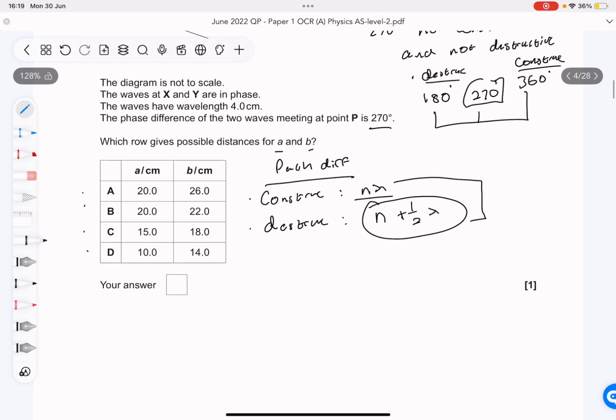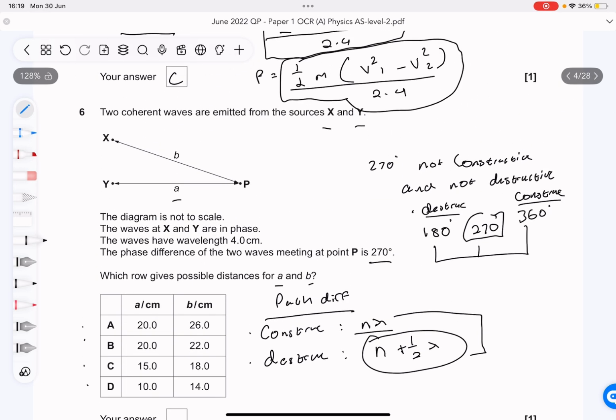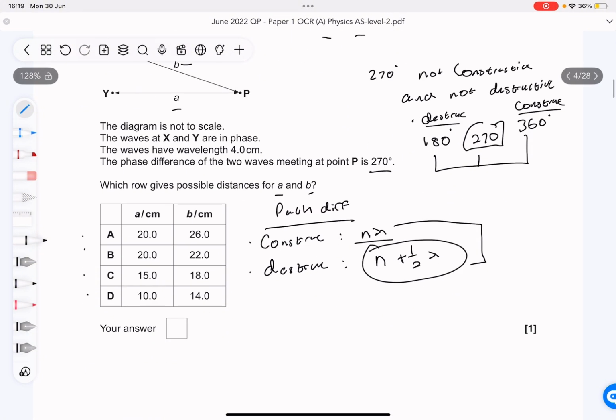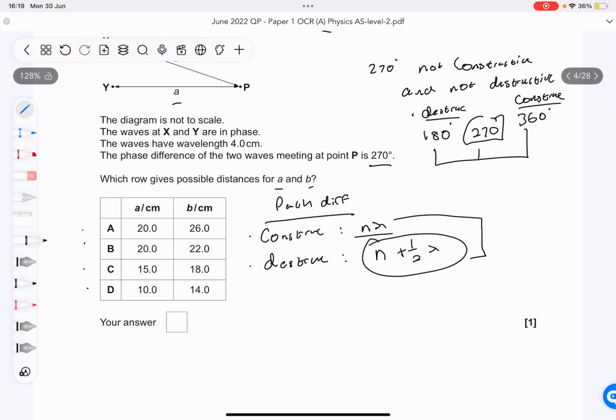So, to find the path difference, that's just A minus B, or B minus A, it doesn't really matter. Let's do that here. For A, the path difference, 26 minus 20, that's 6. For B, that's 22 minus 20, that's 2. For C, that's 18 minus 15, that's 3. And for D, it's 14 minus 10, which is 4.